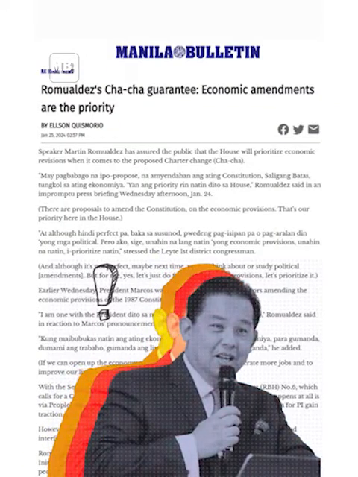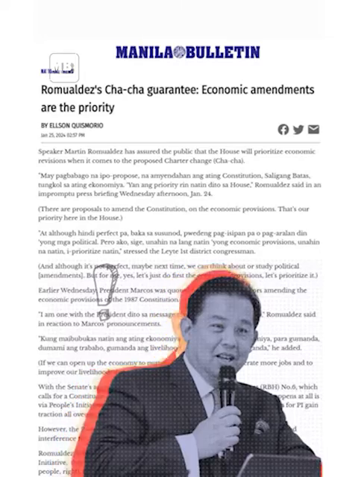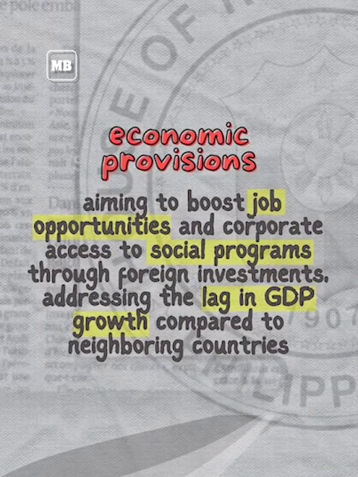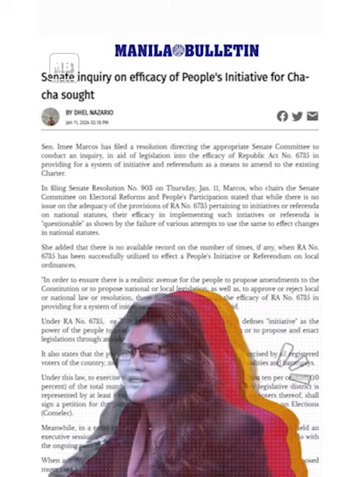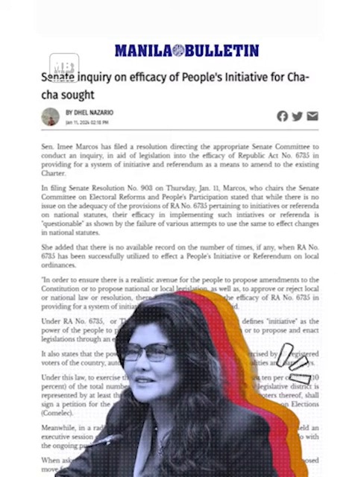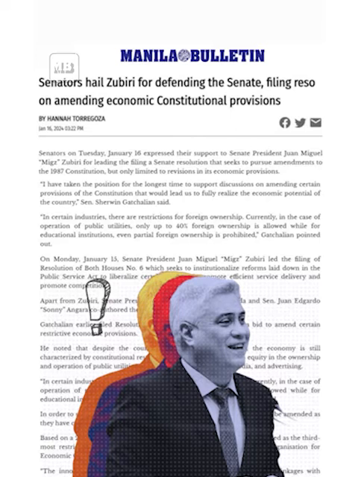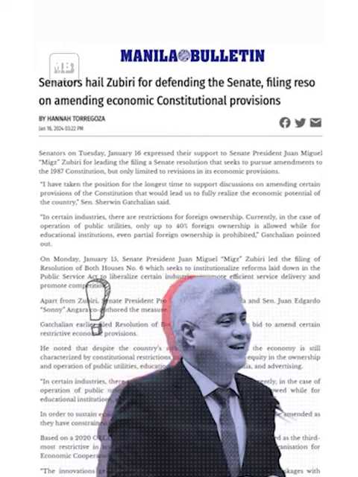The House, led by House Speaker Martin Romualdez, assures Filipinos that proposed amendments will focus on economic provisions, aiming to boost job opportunities and corporate access to social programs through foreign investments, addressing the lag in GDP growth compared to neighboring countries. Senator Amy Marcos calls for a Senate review, while Senate President Juan Miguel Zubiri proposes RBH 6 to amend economic provisions via Constituent Assembly, preserving bicameralism.